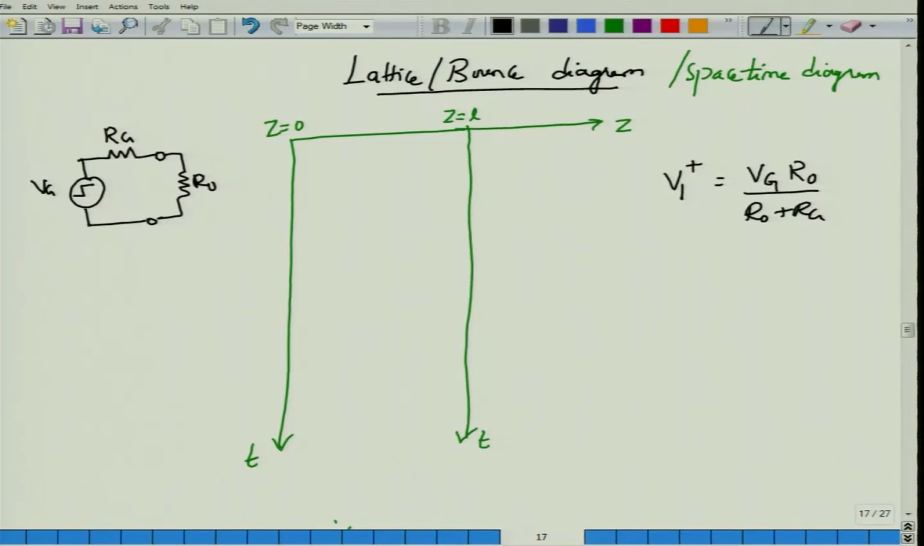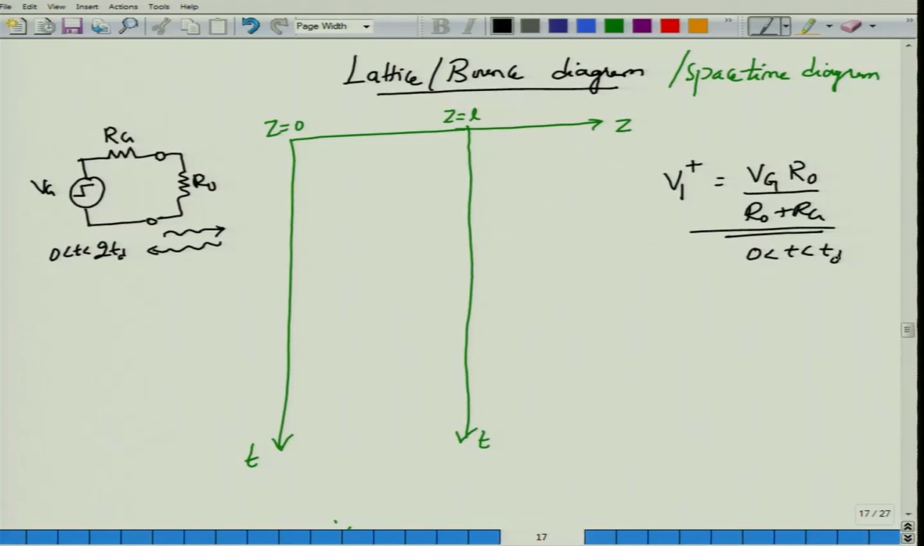Of course, it cannot see the load because first the V1 plus voltage has to reach the load, get reflected back, and only then the effect of RL would be visible to the generator. Because there is a 2 Td time delay of this happening, until that time this would be the valid equivalent transmission line circuit at the source or the generator point. So, initially we have V1 plus which would begin to propagate until a time delay of Td.